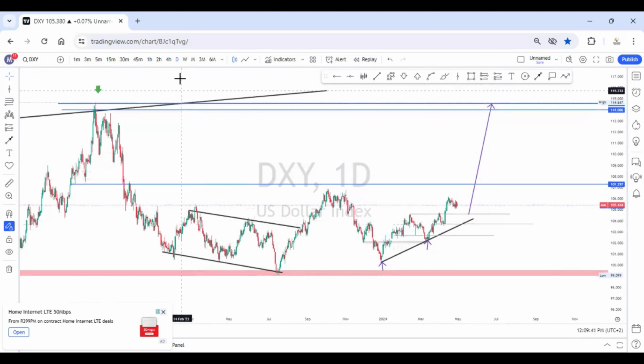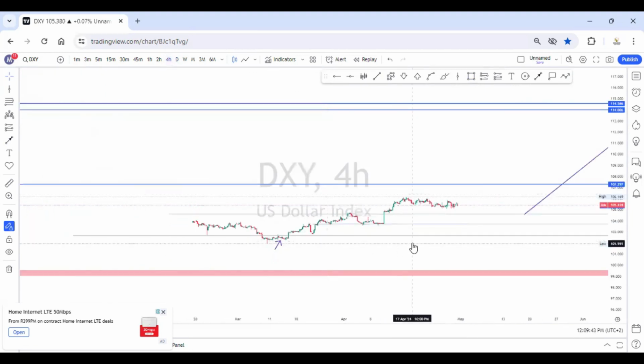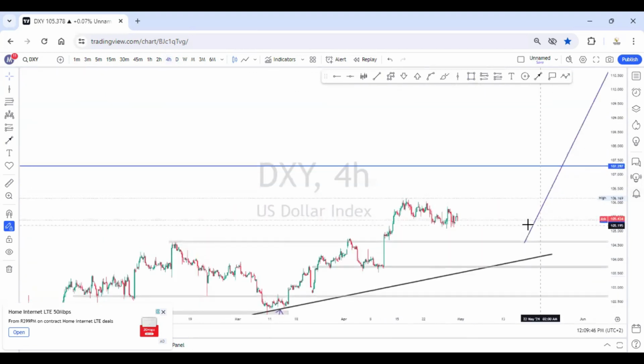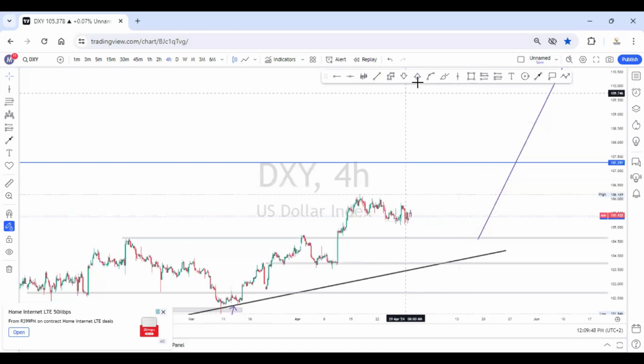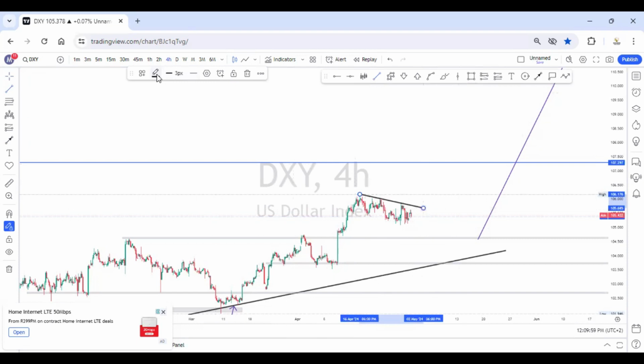So let's move forward and go to the H4. As we can see, we are now on the H4, but we want to understand where we are going to take our buying opportunity. So currently, I'm going to apply my continuation pattern, my trend line, so that we can understand whether this is a continuation or what is really happening.